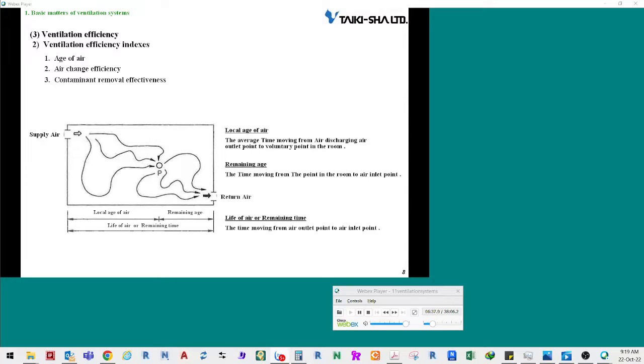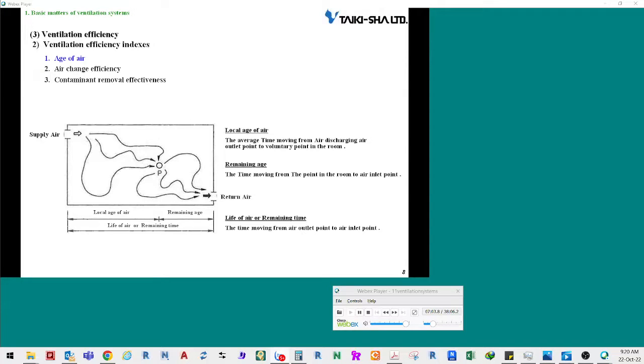2. Ventilation efficiency indexes. Ventilation efficiency indexes used for evaluation of ventilation performance include the following factors. 1. Age of the air. 2. Air ventilation efficiency. 3. Pollutant removal efficiency. 1. Age of the air.